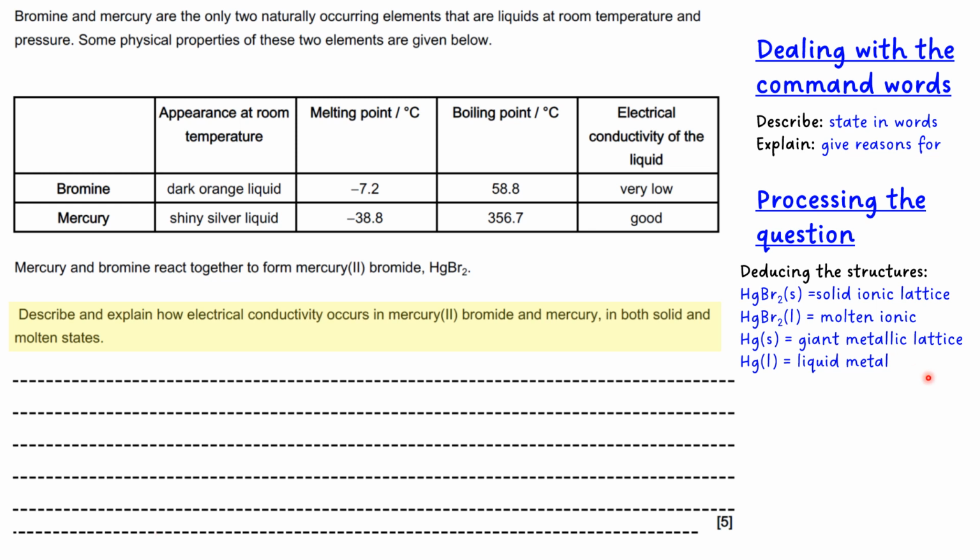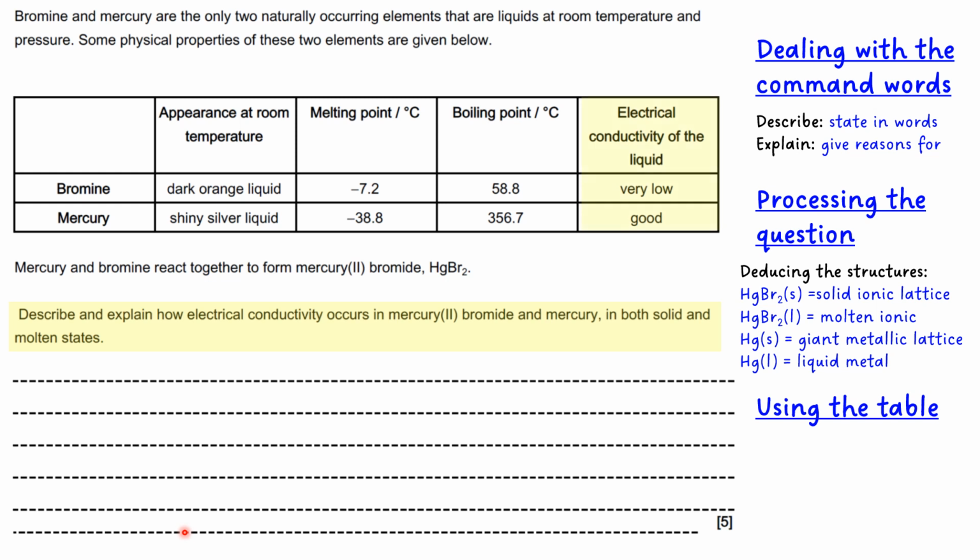To do this, you need to think about the structures and the lattices that are involved. In HgBr2 solid, it's a solid ionic lattice, then molten ionic. It's no longer a lattice as such in molten form, so it's called molten ionic. A giant metallic lattice is what's taking place in solid mercury, like any other metal in solid form.